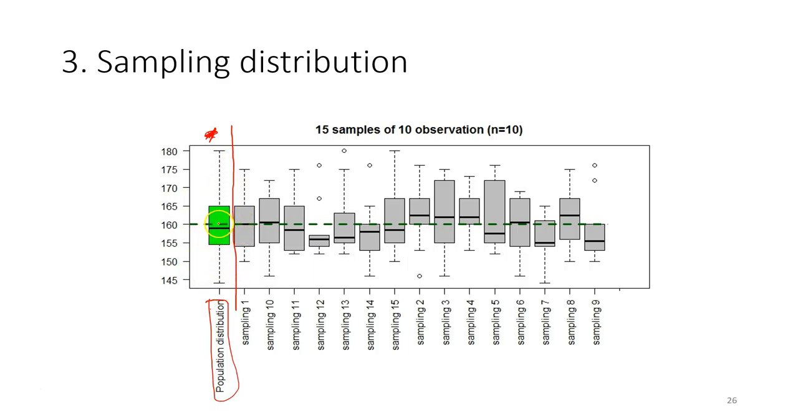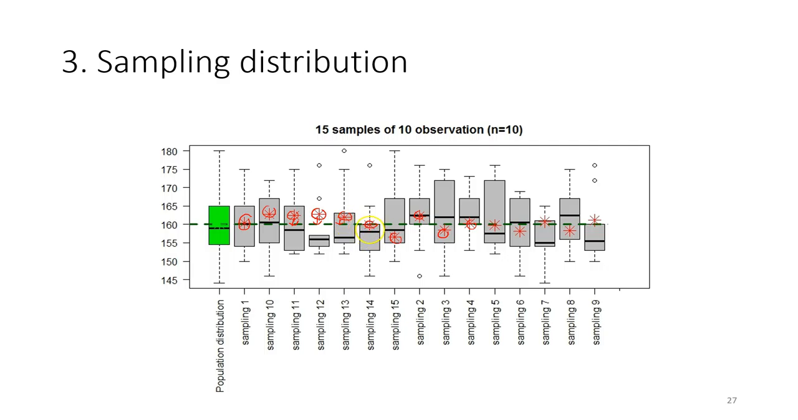So what you see here is a distribution for all the data for the population, and the green line here is the mean. The mean is 160 point something. And then for each of your samples, you also have your sample mean. You can see that for each of your samples, the mean is different from each other, and also slightly different from the population mean, which you don't know.